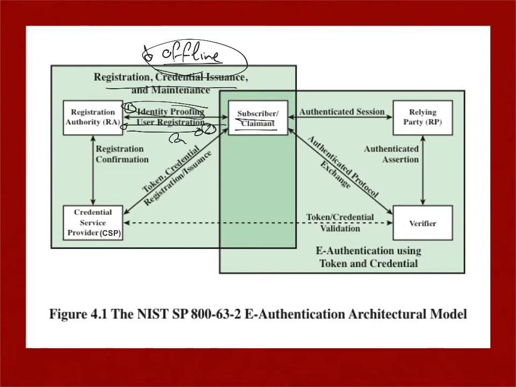So once we do this step, this registration authority will send a confirmation, this is step number 3, to a credential service provider. This credential service provider is the entity that gives you the identifier. So once you have this identifier, and we'll see that this identifier could be exchanged physically or through a secure channel. We'll talk about the different ways of getting that identifier.